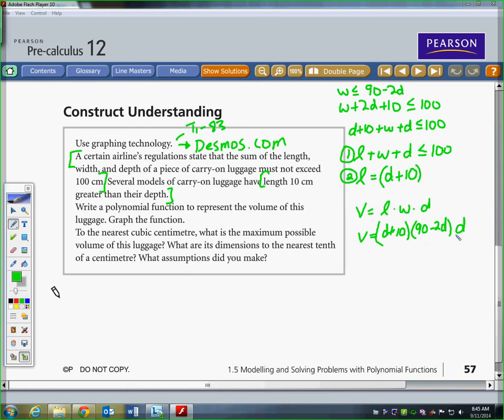Okay, so what this polynomial does is if I play around with what d value is, if I make the d larger, then the length and the width have to be smaller. If I make the d smaller, then the length and the width can be a bit larger. So how can I play around with the three dimensions of this luggage to get the largest possible? Just to make this a bit more friendly, to make it look a bit more like something we would normally graph, instead of using the d, I'm going to make an x.